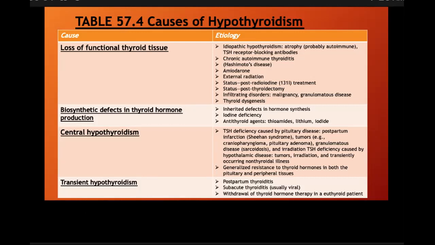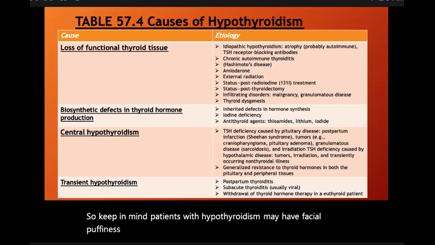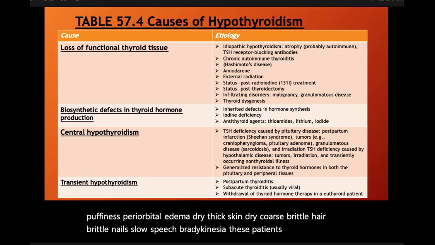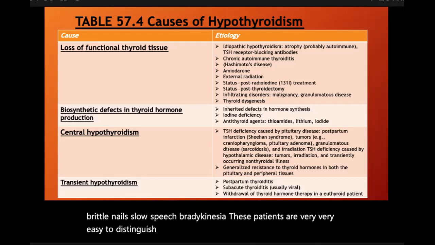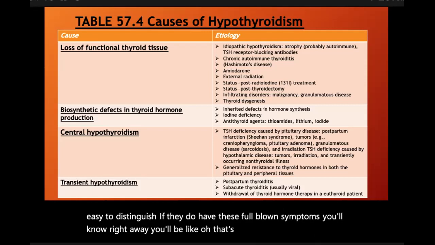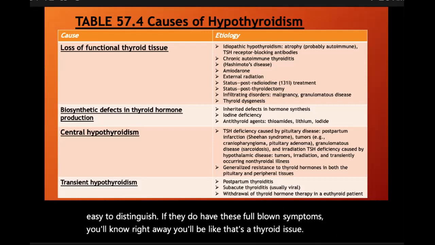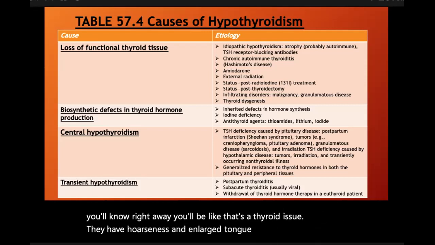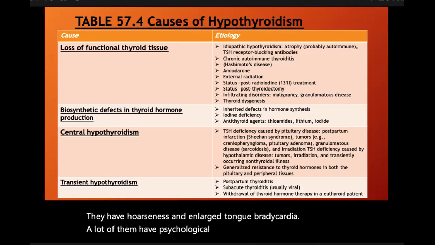So keep in mind, patients with hypothyroidism may have facial puffiness, periorbital edema, dry, thick skin, dry, coarse, brittle hair, brittle nails, slow speech, bradykinesia. These patients are very, very easy to distinguish. If they do have these full-blown symptoms, you'll know right away. You'll be like, oh, that's a thyroid issue. They have hoarseness and enlarged tongue, bradycardia. A lot of them have psychological disorders and pitting edema of the lower extremities.